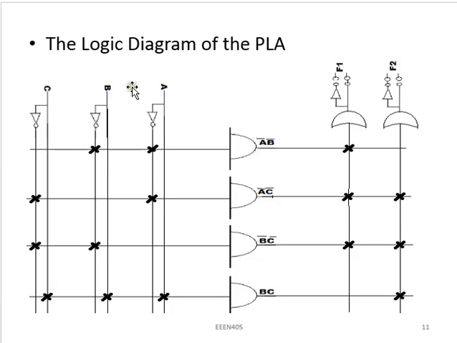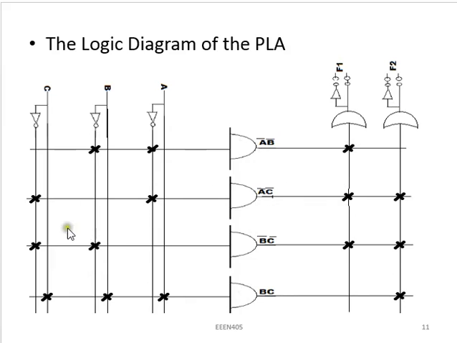As you can see, these are my three variables, A, B, and C. Each one passes through an inverter to give me their complements. And I draw 4 AND gates, look at them, to cross these ones horizontally, and I draw 2 OR gates to cross these ones vertically.